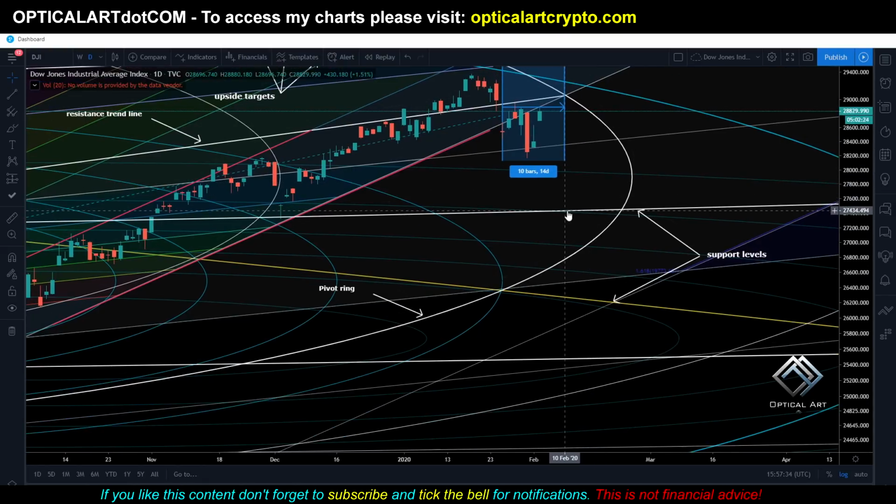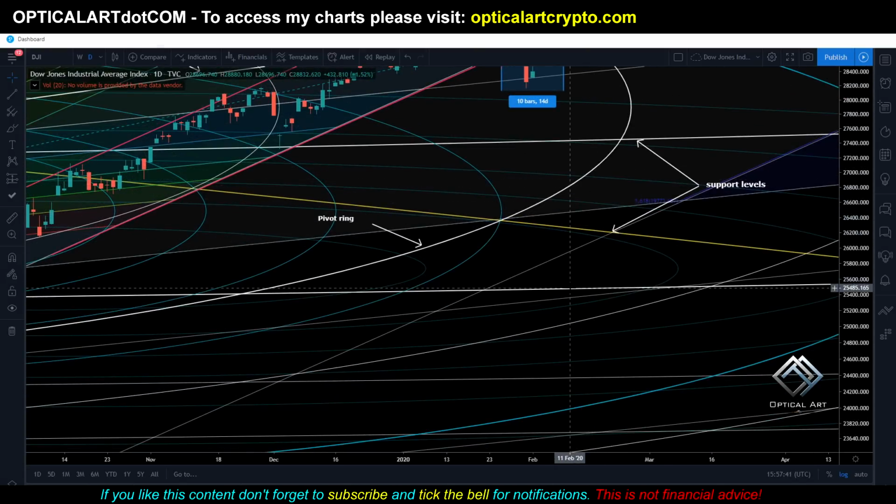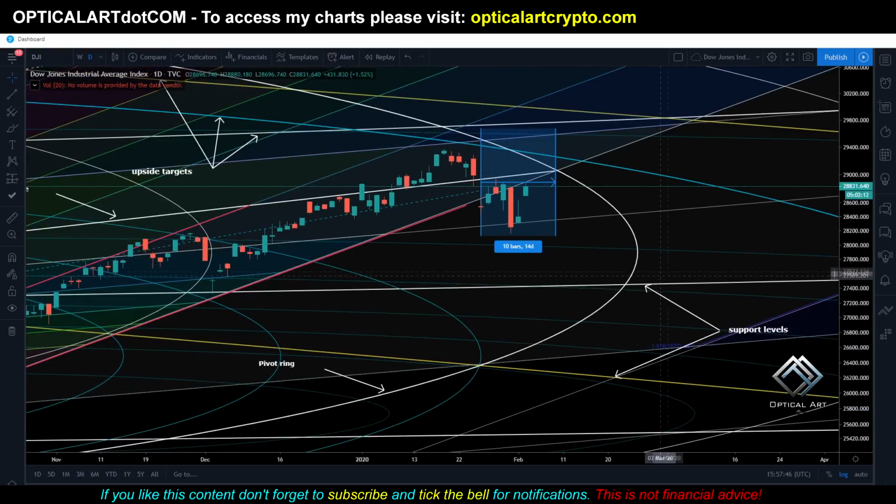Your targets again are 27,434. You have very strong support here at 26,263, and then you have very strong support here at 25,500. If you go lower than that, these targets are here. We'll just have to see what happens.